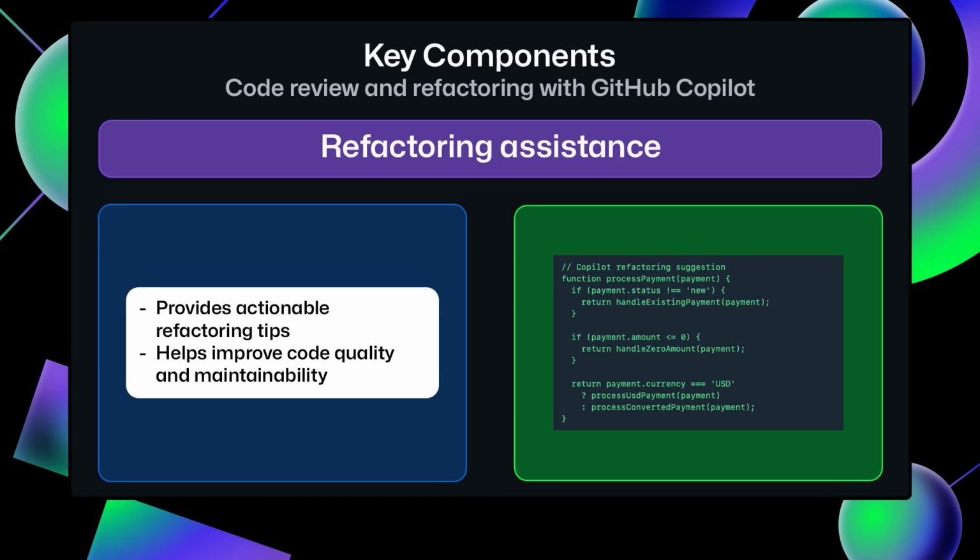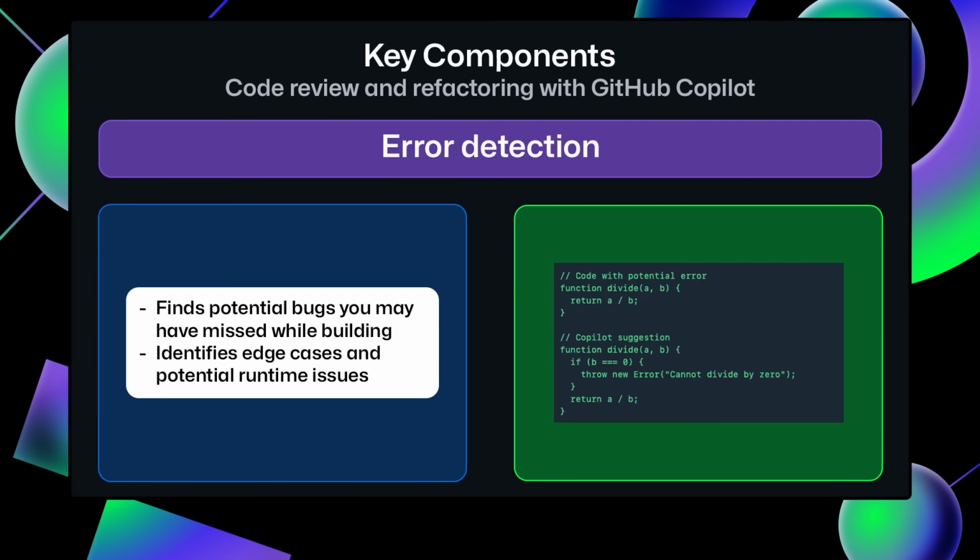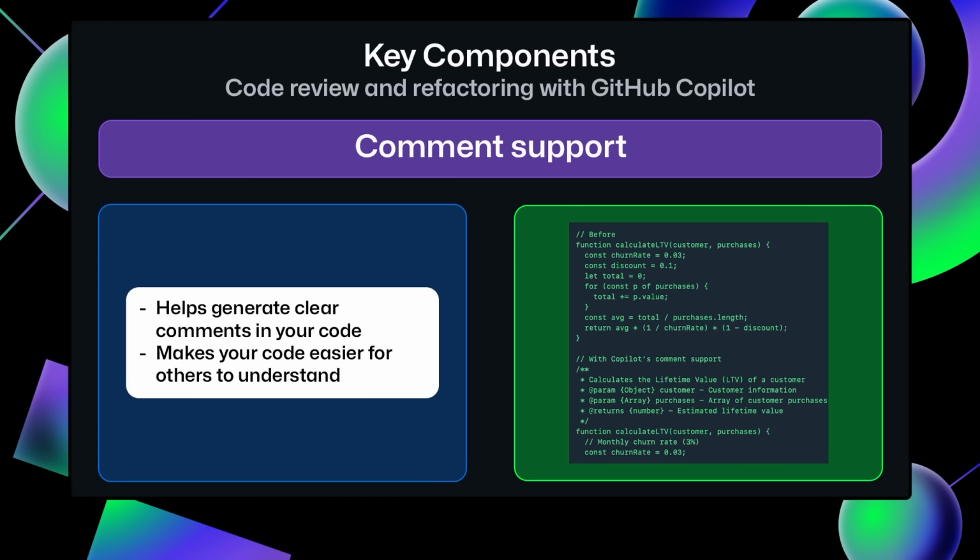Refactoring assistance. Whether it's simplifying complex functions or reorganizing your code base, Copilot provides actionable refactoring tips. Error detection. GitHub Copilot can spot potential bugs or inefficiencies that you might have missed while building. Comment support. Copilot can help generate clear comments in your code, making your code easier to understand for others.